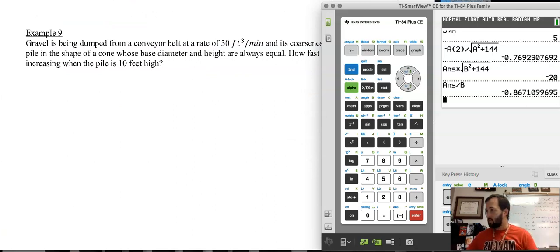So we have gravel being dumped. Oh no, I look out, 3 minutes, I better hurry. Gravel is being dumped, very well, 35. Okay, whatever. I might not make it.